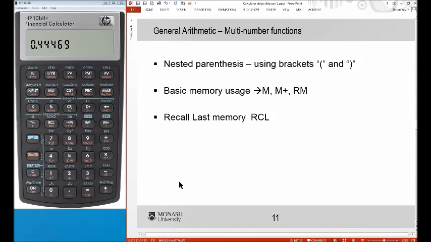Next, I will bring you through the general arithmetic for multi-number functions. We have three different approaches: nested parentheses using the brackets in the calculation, using the basic memory key buttons, and using the last memory recall button. I will bring you through each of them one by one with some guided examples and some pause-and-try examples in each of the following sections.